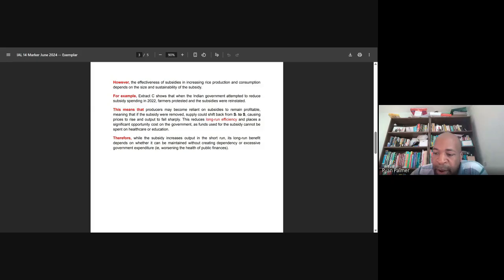And now our link back. Therefore, while the subsidy increases output in the short run, its long-run benefit depends upon whether it can be maintained without creating dependency or excessive government expenditure, i.e., worsening the health of public finances.